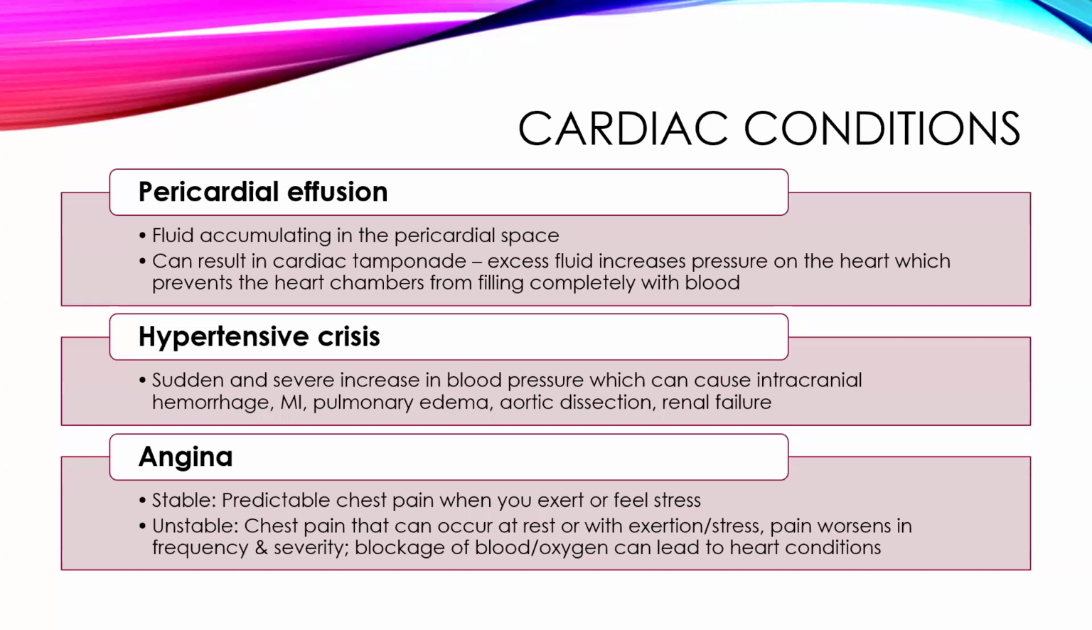And then angina, you'll hear talked about too, or see in medical charts, and it can be classified as either stable, so predictable chest pain, like when someone's exerting themselves or feeling stress, or it could be labeled as unstable, and this would be chest pain that occurs when someone's at rest or with exertion. It worsens in frequency and severity. It's just a little bit more unpredictable. So you may see that as well.